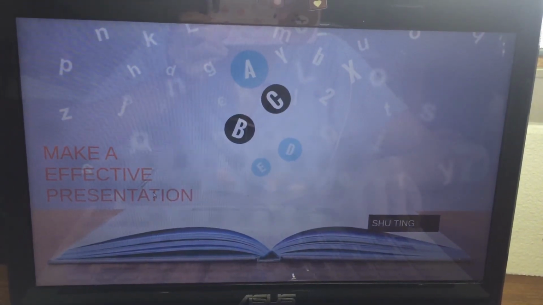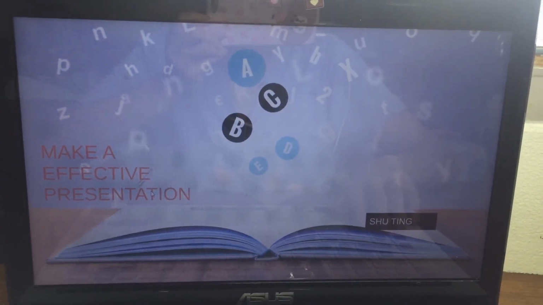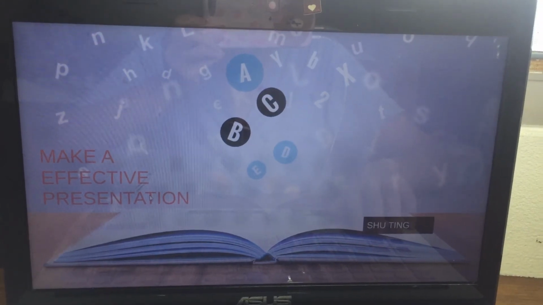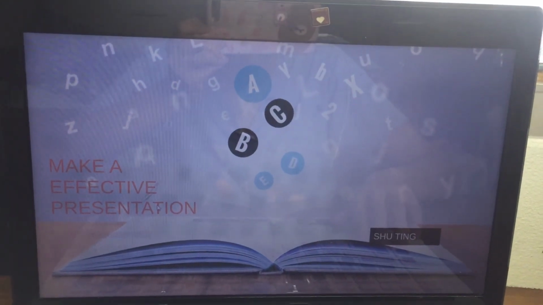Next, this is the 5 keys that I want to share with you guys.